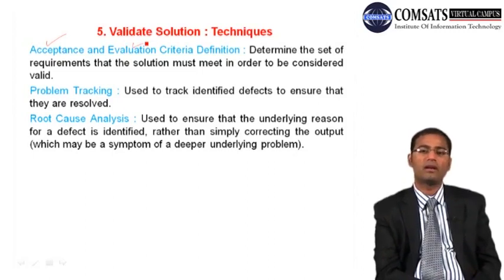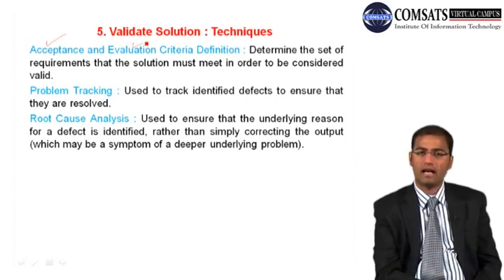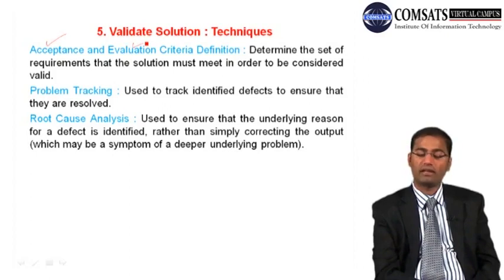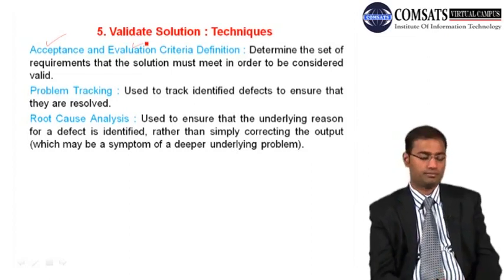उस पर काम कर रहा है, और फिर हमने इंश्योर करना है कि वो जो प्रॉब्लम्स या इश्यूज हैं वो रिजॉल्व हो गए। और जैसा कि हम बात कर रहे थे कि हमें बेसिकली ये सारी चीज़ें निकालने के लिए कि व्हाट इज़ द बेसिक कॉज, सो उसके लिए हम रूट कॉज एनालिसिस करते हैं, used to ensure that the underlying reason for a defect is identified rather than simply correcting the output, which may be a symptom of deeper underlying problem.